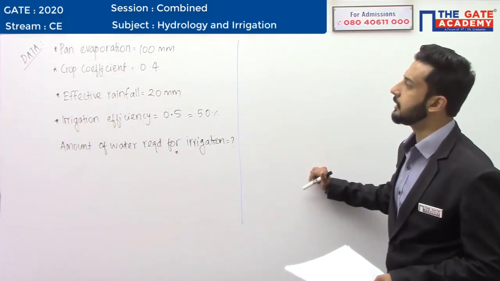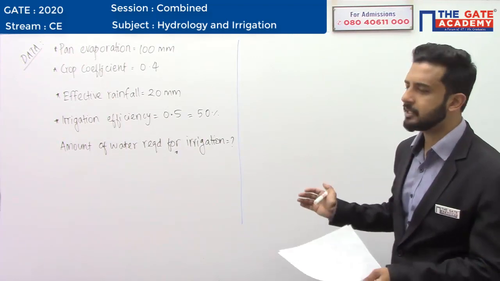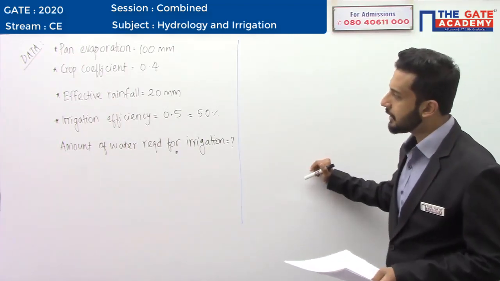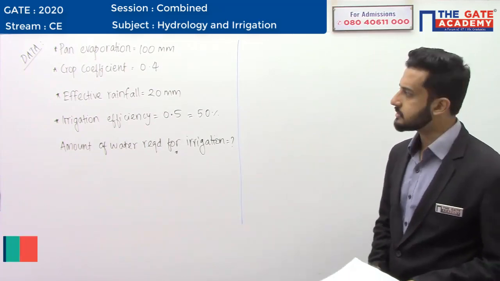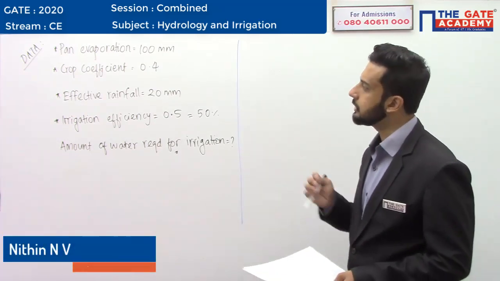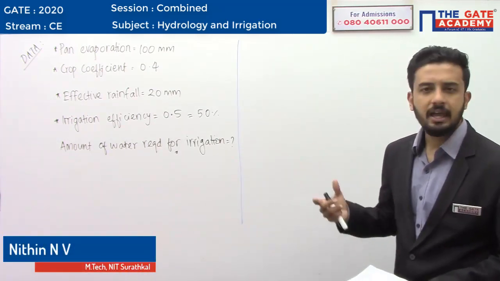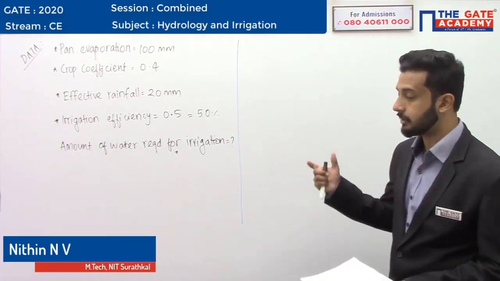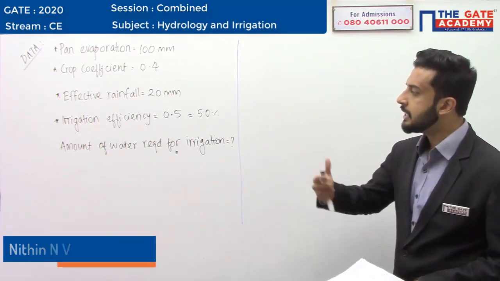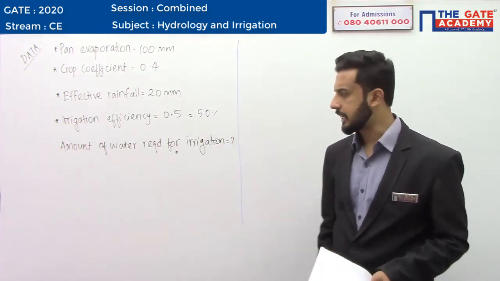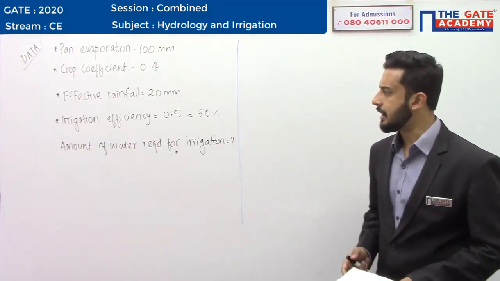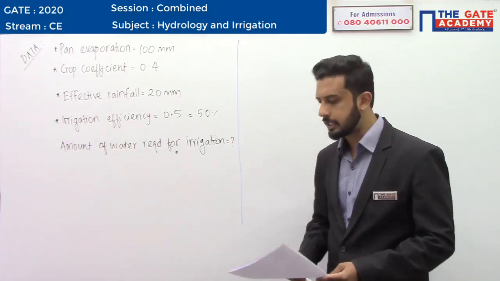Okay, I can tell it's a combination, something irrigation and hydrology, they have combined some concepts. So pan evaporation was given, crop coefficient was given, effective rainfall, and irrigation efficiency was also given, 0.5 means 50%. They are asking what is the amount of water required for irrigation.